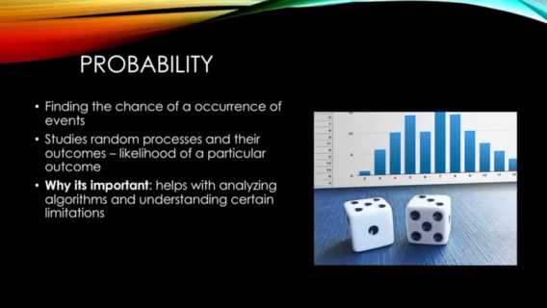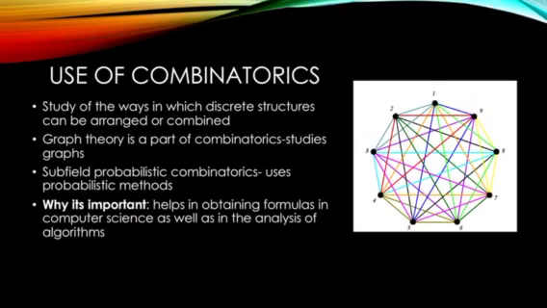So the next reason is important because of the use of probability. Probability is simply finding the chance of an occurrence of events. Probability itself studies random processes and their outcomes, such as the likelihood of a particular outcome. So you may study a certain number of events, and within those events, what is the likelihood of a particular outcome from those events? Probability is important because it helps with analyzing algorithms and understanding certain limitations.